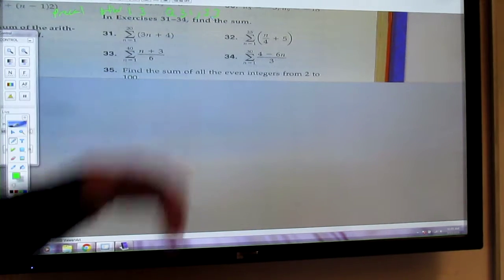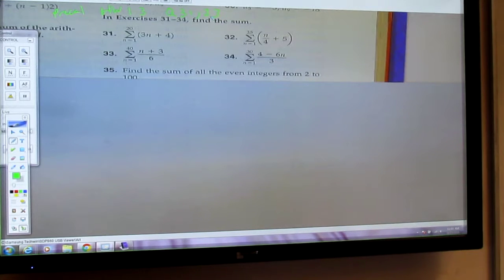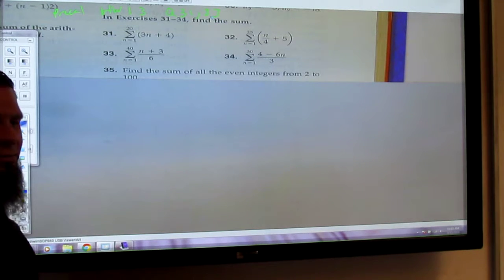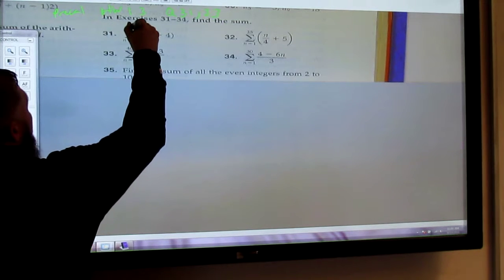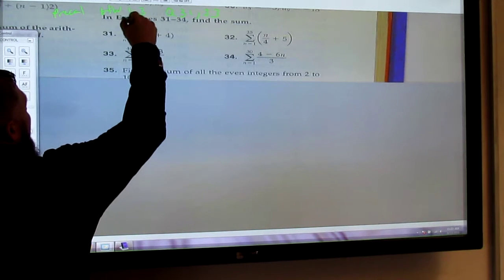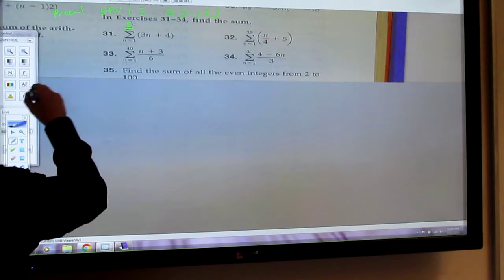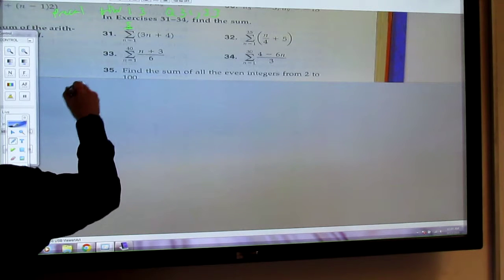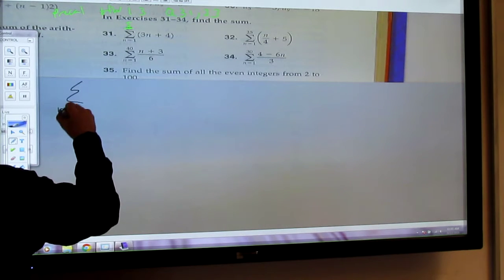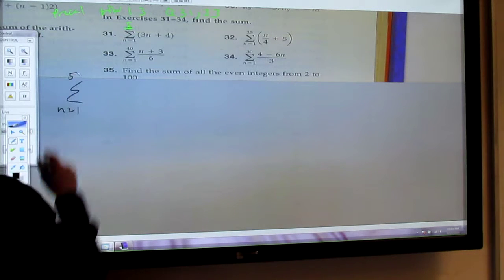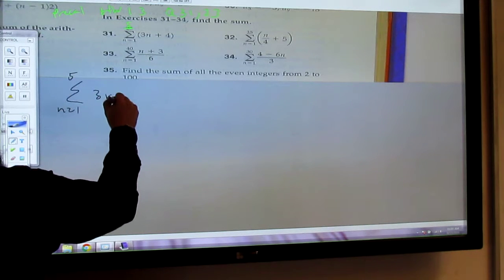The less we talk out of turn, the less I'm going to make you do. Okay? So to show you what I mean by that, I'm going to cancel this 20 and put in a 5. So what I want to do is the summation as n equals 1 to 5 of 3n plus 4.